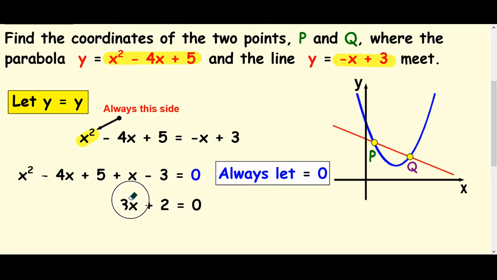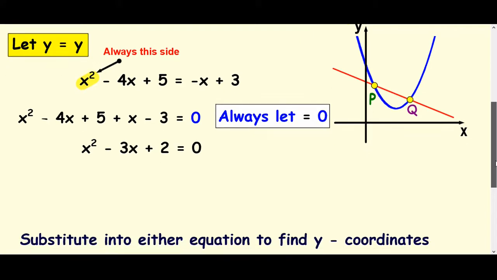So I don't mind if you wanted to go straight into that. If you add the x, you'll get minus 3x, and if you take away the 3, you'll get down to 2. Now this is a quadratic equation that we've been solving in the last exercise, or two exercises ago. So what you do, you factorise to solve it.